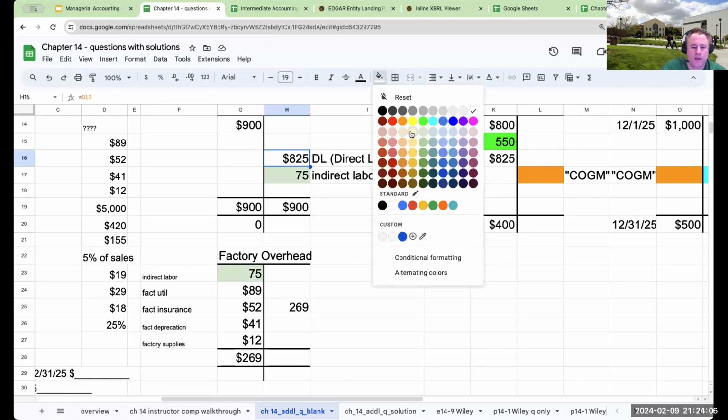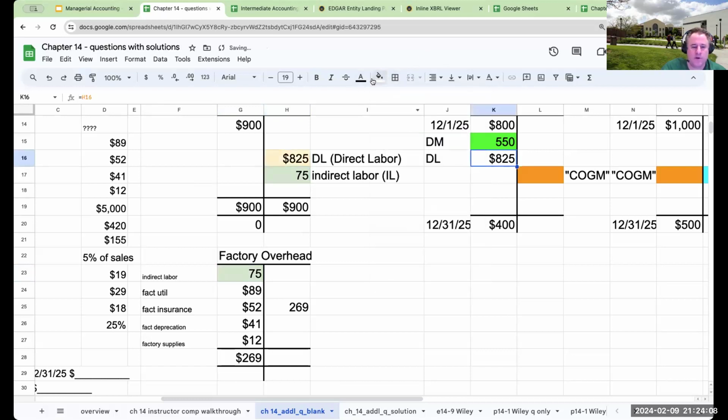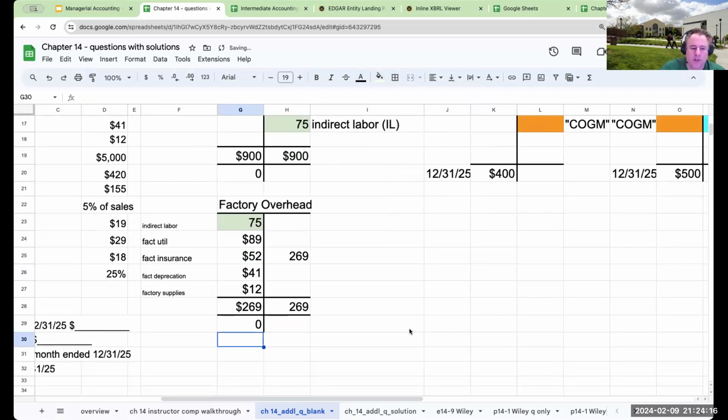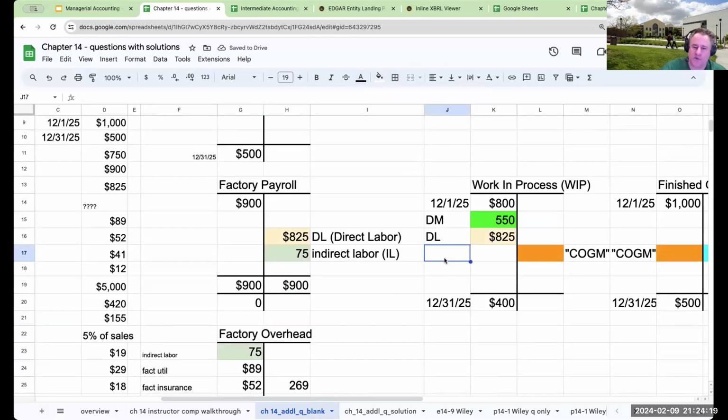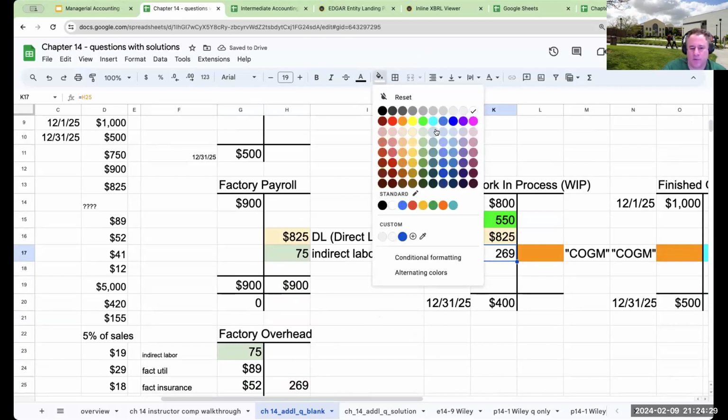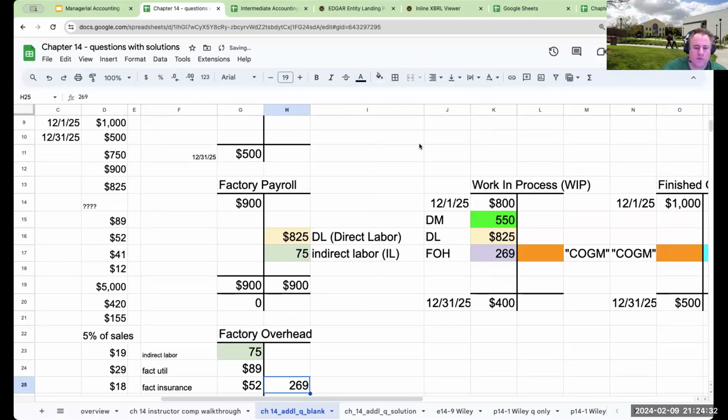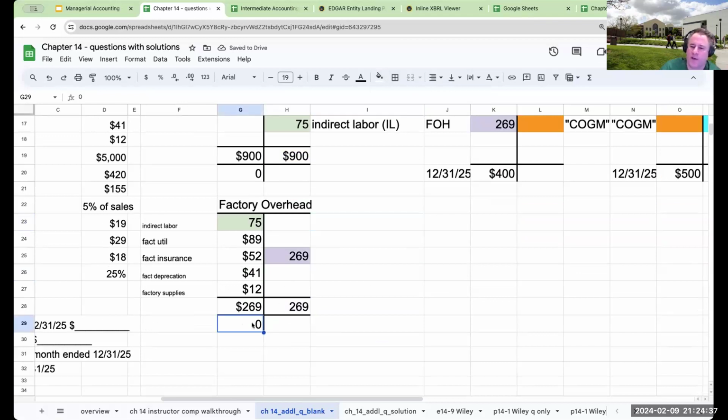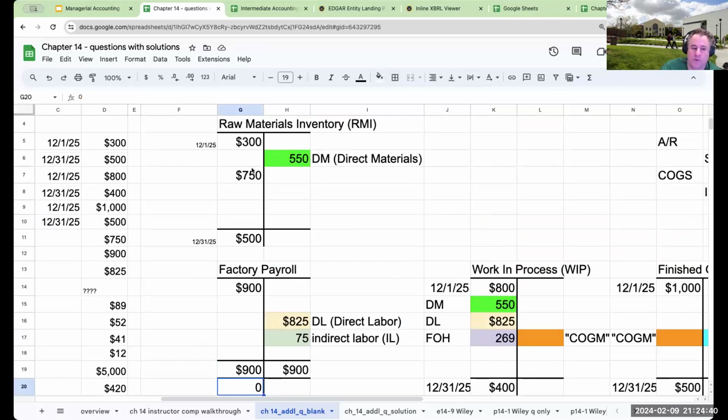We went through, and I'm going to go ahead and do this color over here. And now, where does this factory overhead of 269 travel to? This is the third component of what's going to be going into our work in process, or FOH, factory overhead, right? So this over here is where this 269 is going to be going through and coming from. So we'll do a little Barney color right here. Always fun. Perfect. So our factory overhead is zero. Our factory payroll is zero. And this T account right over here balances, right?